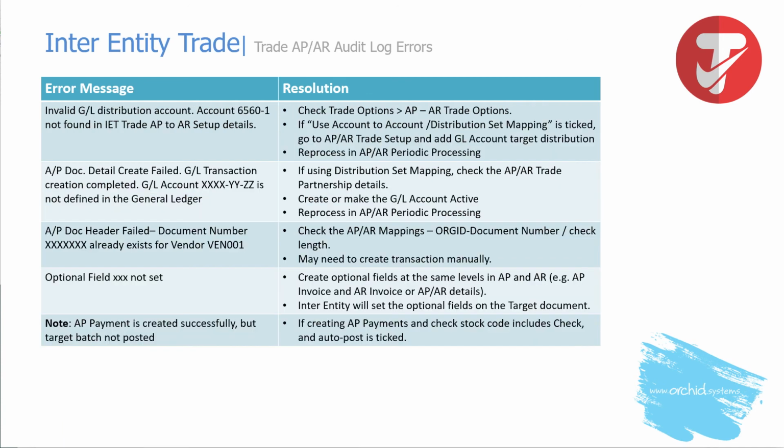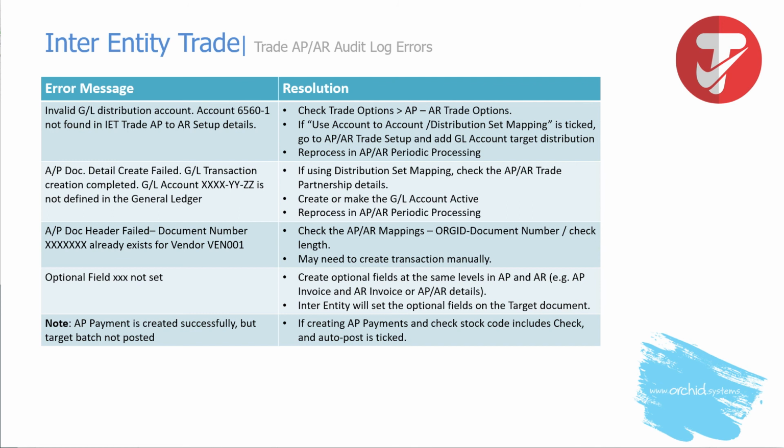Finally, we have looked at some issues you may have with invalid distribution accounts or invalid GL accounts. The solution to that is to make your distribution set or your account active. If you use account-to-account mapping in the trade options, you also need to make sure that your AP and AR trade setup includes your GL account and or distribution set mapping. And then you go to AP/AR periodic processing to reprocess.